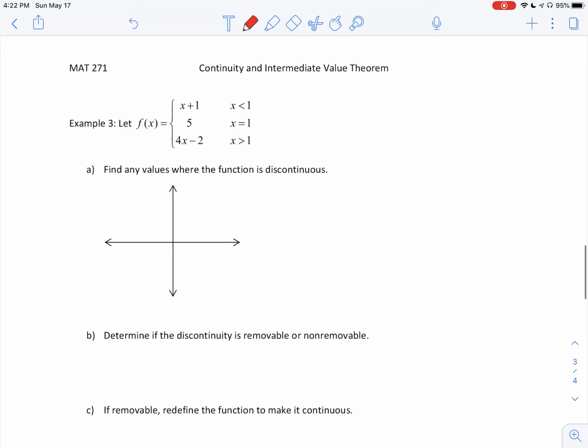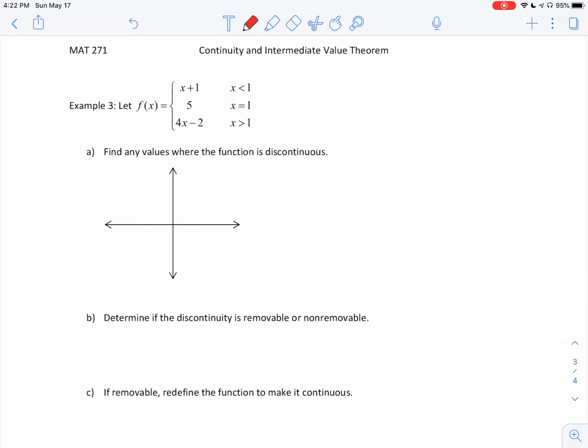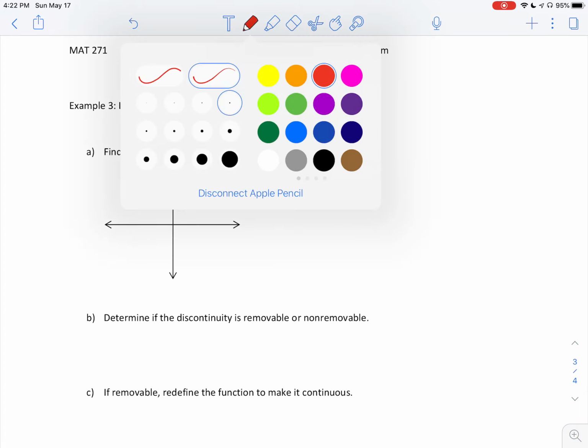All right, one more piecewise function that I want to show you guys. So this one has 3 different equations that define it. So f of x is equal to x plus 1 when x is less than 1, 5 when x is equal to 1, and 4x minus 2 when x is greater than 1. So first thing I want to do is just sort of sketch it out and then see if we have any discontinuities and where.